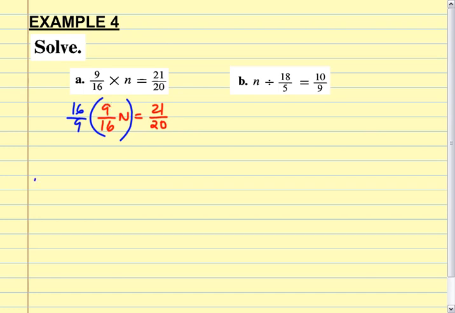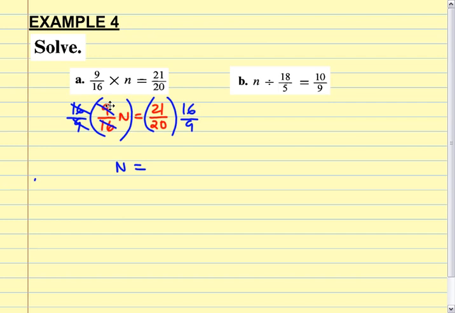Now what happens when I multiply those two fractions, Elise? They cancel out, don't they? And it turns into just n. Now wait a minute though. This is algebra. Parents? What I do to one side, I've got to do to the other. That means I need to multiply this side by 16/9. I multiply both sides by the reciprocal.